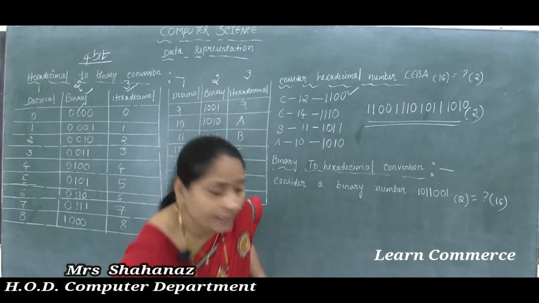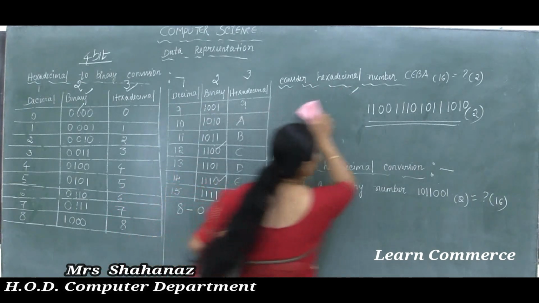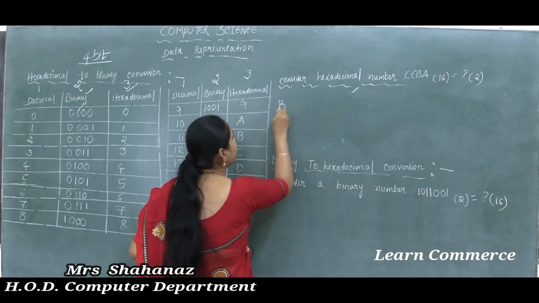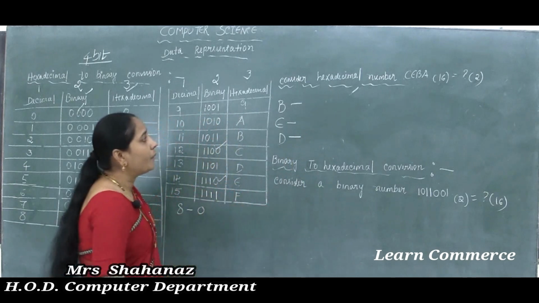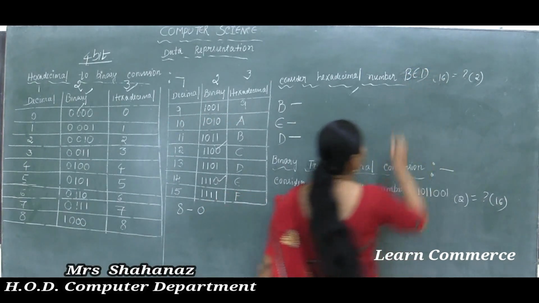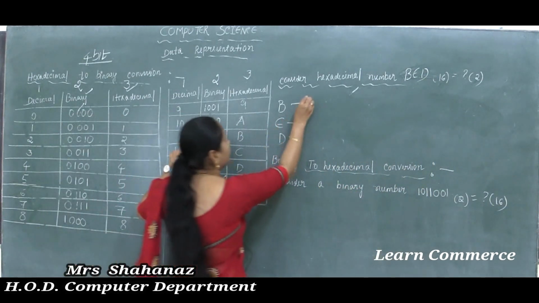Now maybe the next number, let's use a second example, shall we. The second example is BED. Clear this one here. The second example is BED. In this case, how are we going to convert BED? In this case here the question is BED. So here we need to convert. First of all we need to select the B, meaning 11, okay.